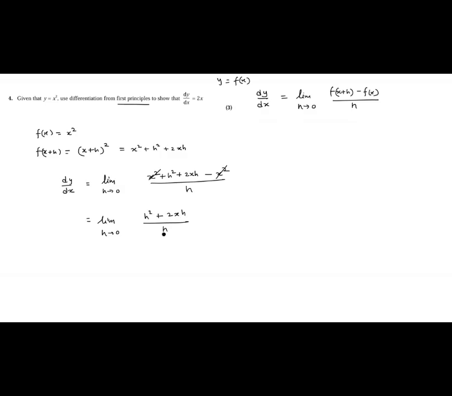Now if we divide each term on the numerator by h, this becomes the limit as h tends to 0 of h plus 2x. Now h is removed from the denominator, and h is very small, so you can simply put h equals 0, and you will get 2x, and that's what you were supposed to prove here. I can show you the mark scheme quickly. Yeah, same thing.